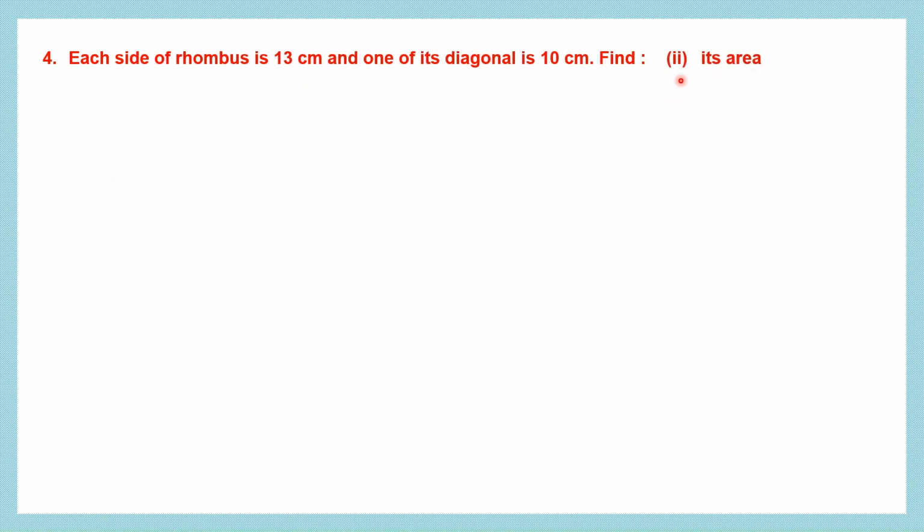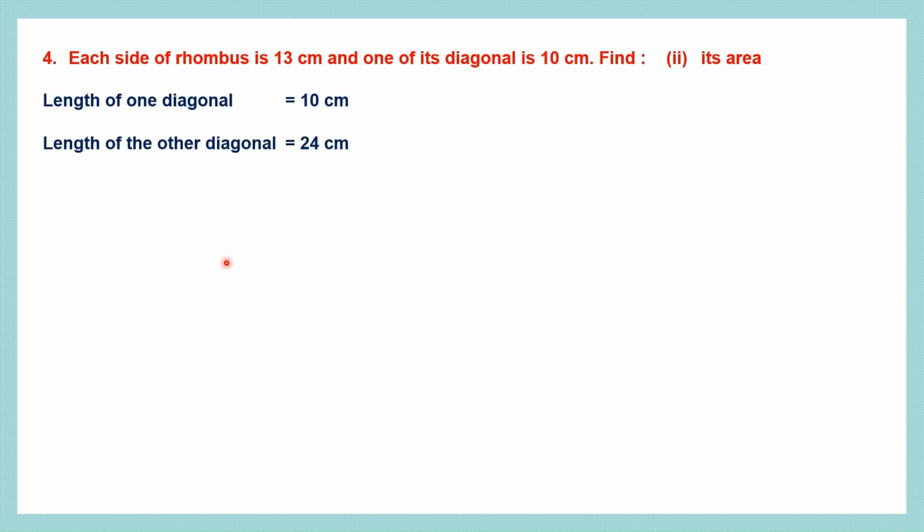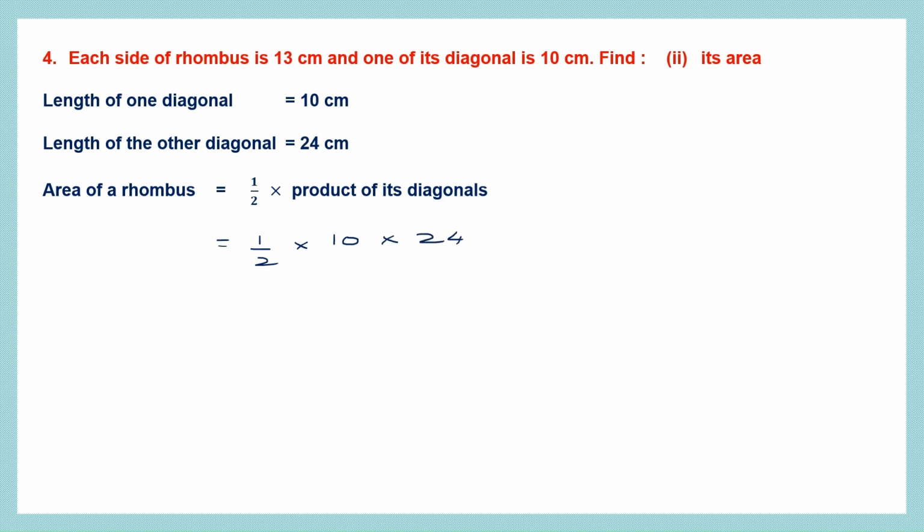Now the second part is we have to find the area of this rhombus. So length of one diagonal we know, length of the other diagonal we found out. Now to find the area we have to use the formula half into product of its diagonals. That is 1 by 2 into one diagonal is 10 and the other diagonal is 24. So 2 we can cancel, 2 5s are 10 and multiply 5 into 24, which is 120. So area of the rhombus is 120 centimeter square. So this is our answer.